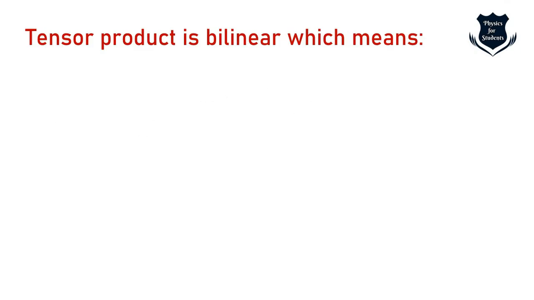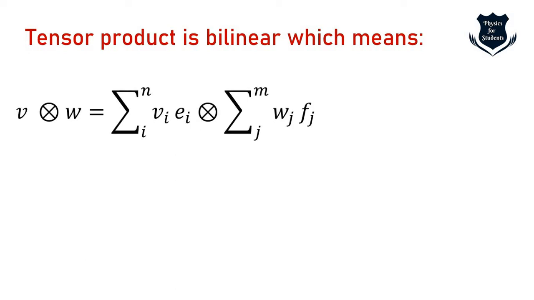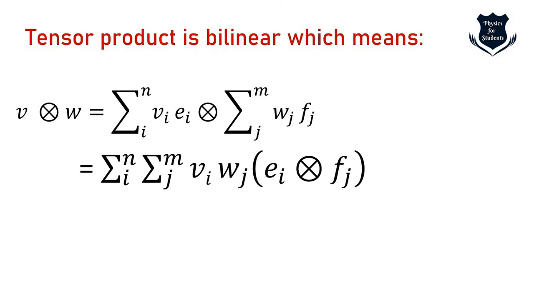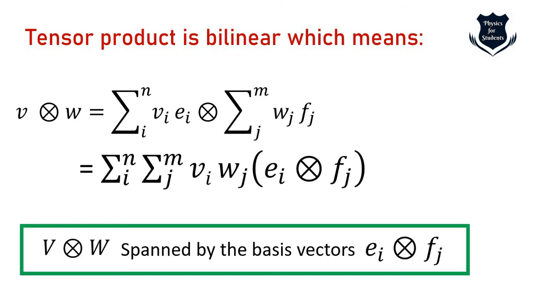So the tensor product is bilinear, right? Bilinear means this is linear in V and also linear in W. If there are more than two vector spaces, then we call it multilinear. It means this and this, right? So in other words, the coefficients are given by v sub i and w sub j, and the tensor product of V and W is spanned by the basis vectors e sub i tensor f sub j.